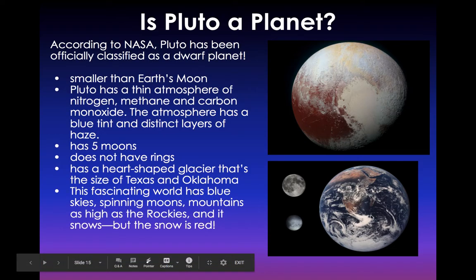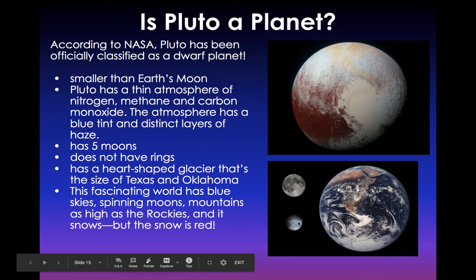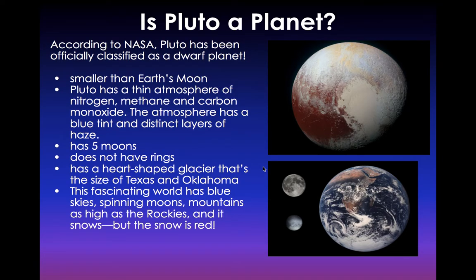This is Earth, Moon, and Pluto all compared so you can see what the sizes look like. So Earth here, here's our moon, pretty big, and then Pluto's even smaller than our moon. I personally am glad Pluto is a planet again because I've always liked Pluto. He's kind of like the underdog. He's little, tiny but mighty. And it's pretty cool that it snows red there.